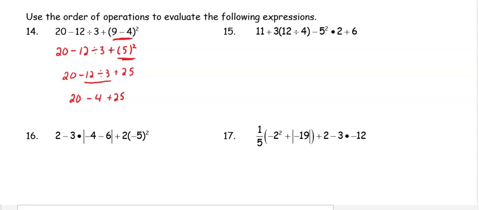Now that we just have adding and subtracting left, we're going to go from left to right. So first we're going to subtract. 20 minus 4 is 16 plus 25. So when I add those together, we get 41.